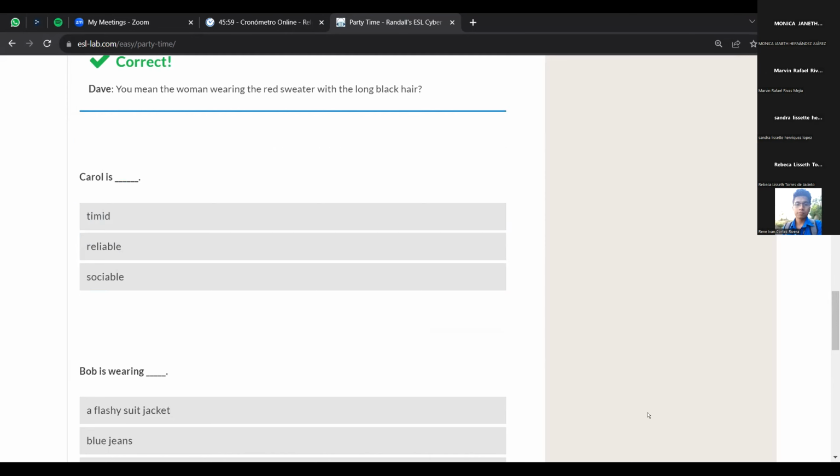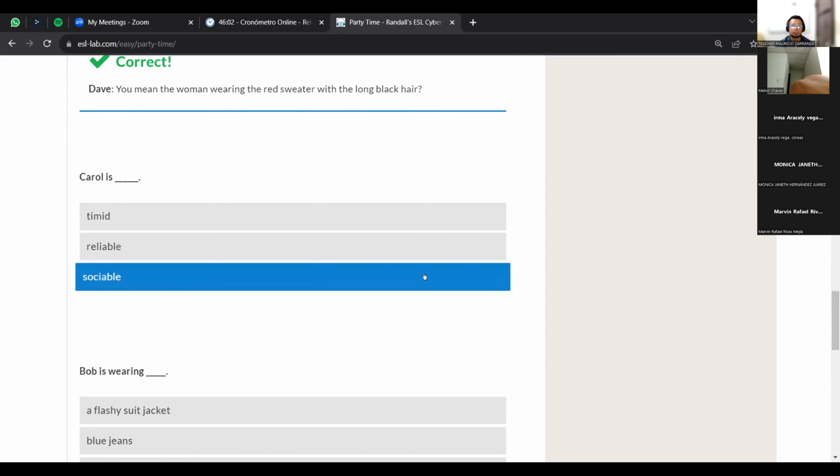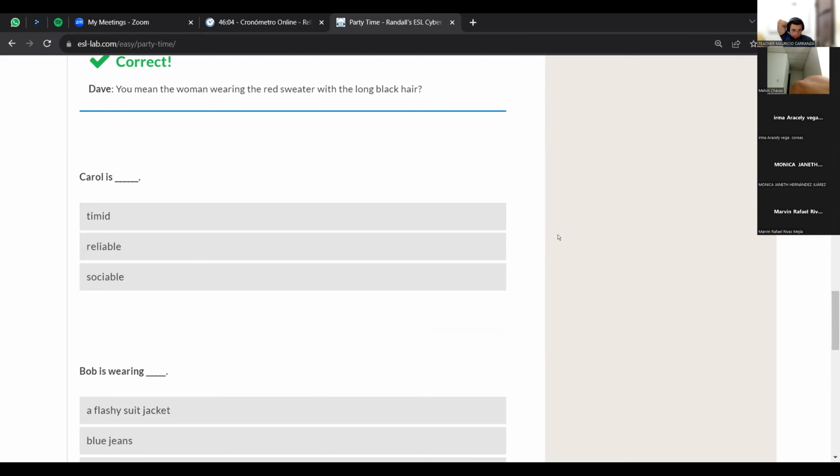De hecho, no mencionan ninguno de los adjetivos. Esto es más por análisis. This is more like an analysis.